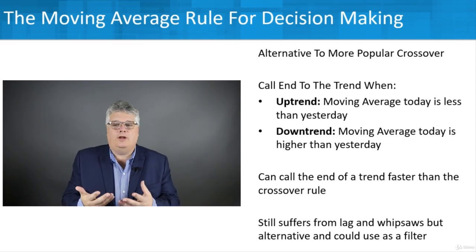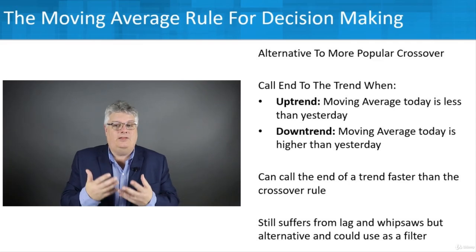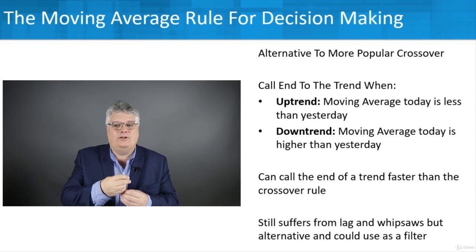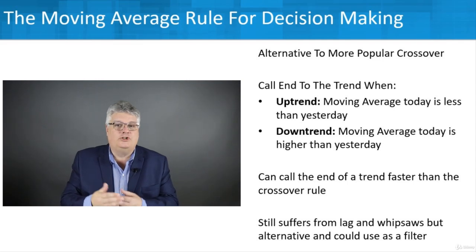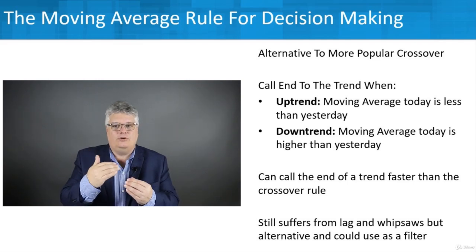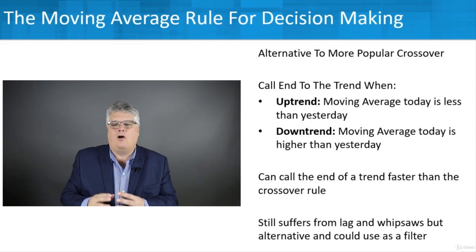Instead of uptrending or downtrending, it's starting to make that change either way. So if there's an uptrend and today's moving average is less than yesterday's, you could start calling an end to an uptrend with that. And the opposite, of course, would be in a downtrend. It's been downtrending if the moving average today is higher than yesterday. So you're basically looking at your most recent data point, and then looking at your overall trend.